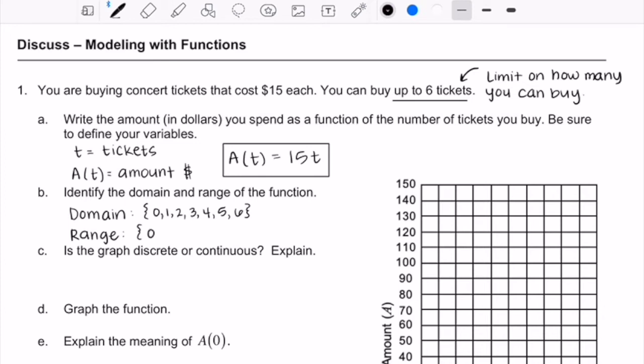If you bought 1 ticket, you would spend $15. 2 tickets would cost you $30, right? Because 2 times 15 is 30. And then you would finish that list. So buying 6 tickets would cost you $90, and that's where the list ends, because up above it says you can only buy up to 6 tickets.